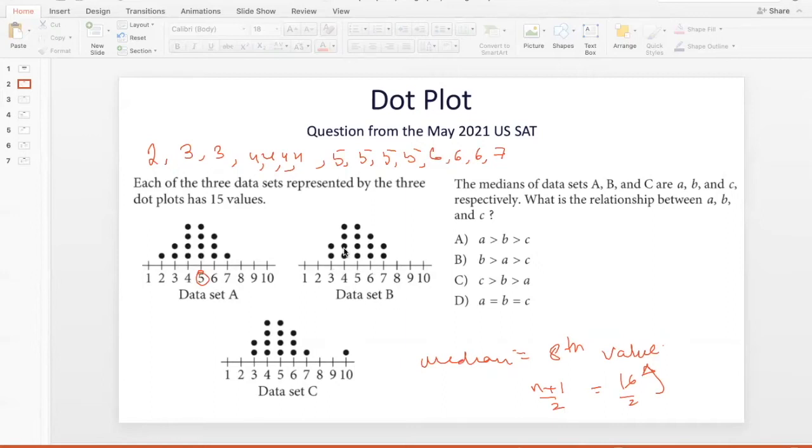1, 2, 3, 4, 5, 6, 7, 8. So this is also 5. And the 8th value for data set C is 1, 2, 3, 4, 5, 6, 7, 8. So this is also 5. So we find that the three data sets have the same median. A is equal to B is equal to C, option D.